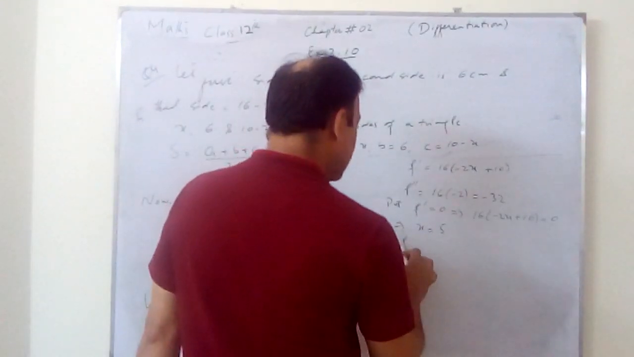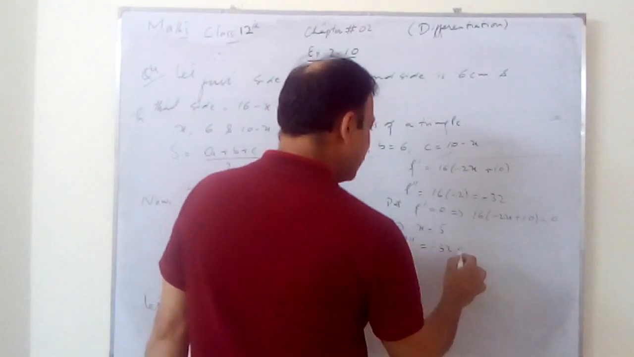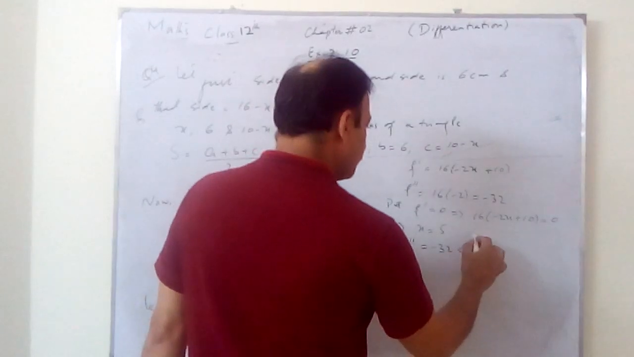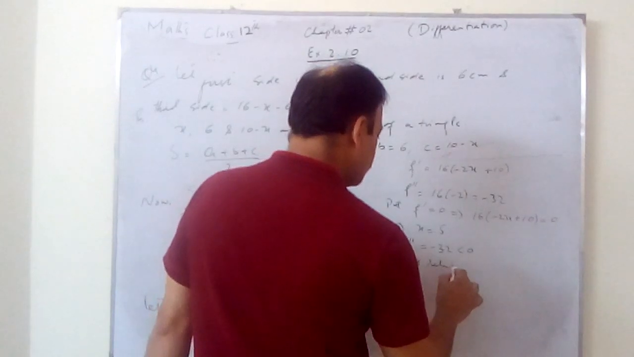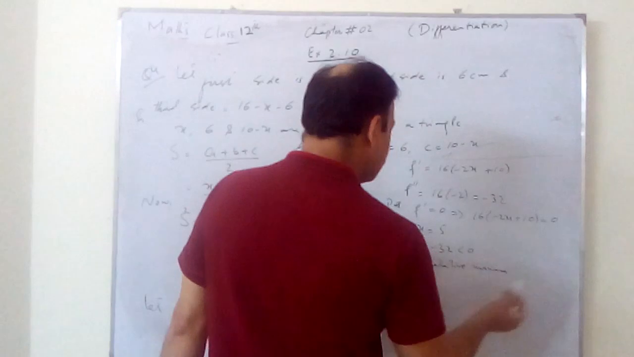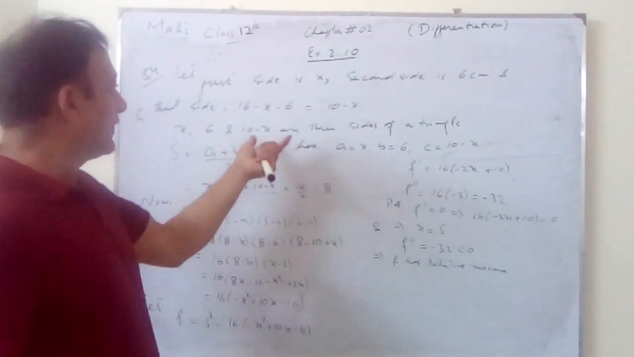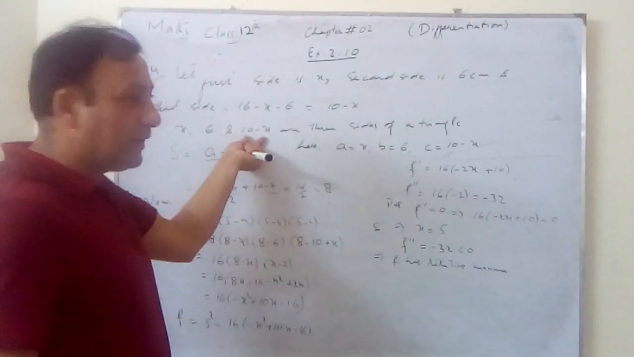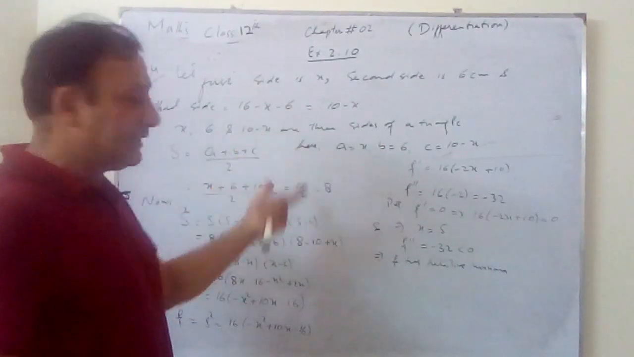So the second derivative is less than 0. This implies that f has a relative maxima. If one value of x is equal to 5, the other side we can find also as 5. So 5, 6 and 5. These are the three sides.